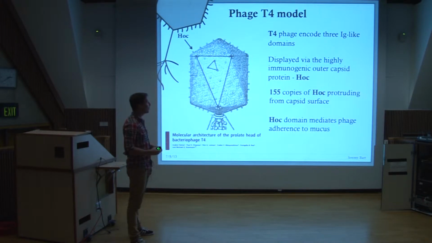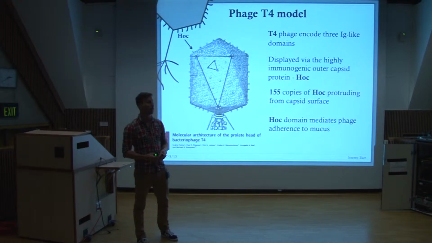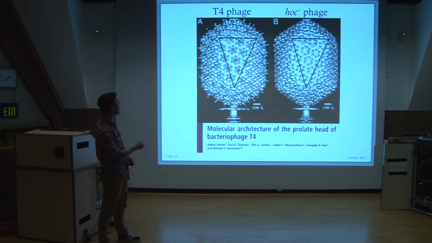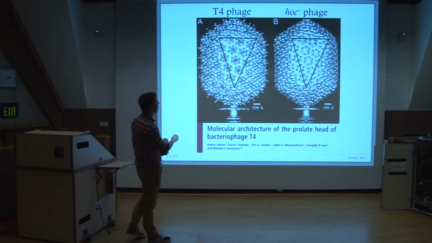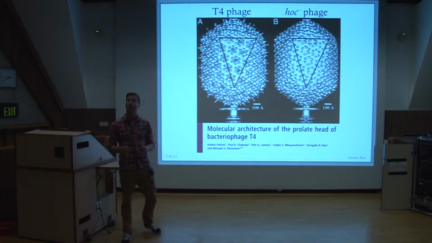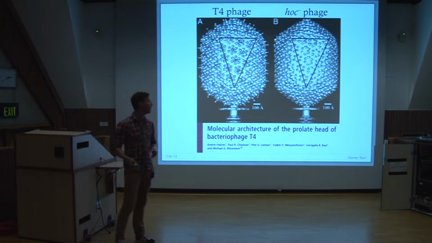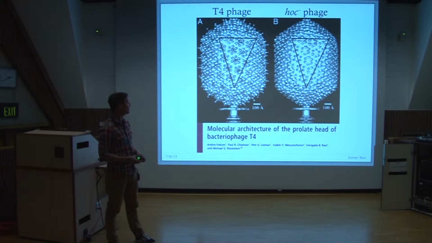So we subsequently showed that one of the roles of the HOC domain is that it mediates this phage adherence to mucus. Knowing this, we have our wild-type T4 phage on the left here, and you can see all of these HOC domains protruding out from that capsid surface, encoding those Ig-like folds. And we obtained a HOC knockout mutant, and you can see that these domains are absent from this phage. And it's important to note here that these two phage can both infect and kill E. coli perfectly well under laboratory conditions, so there's no difference in infectivity via the loss of these HOC domains.